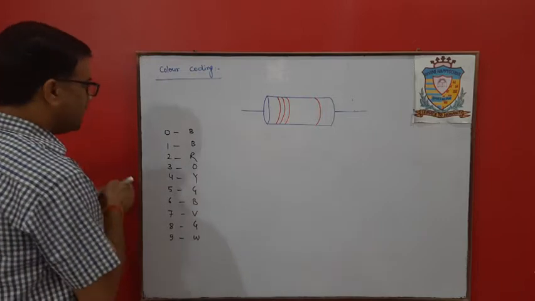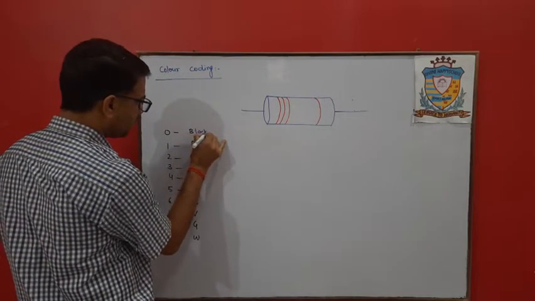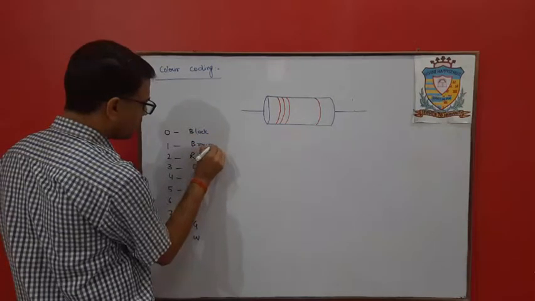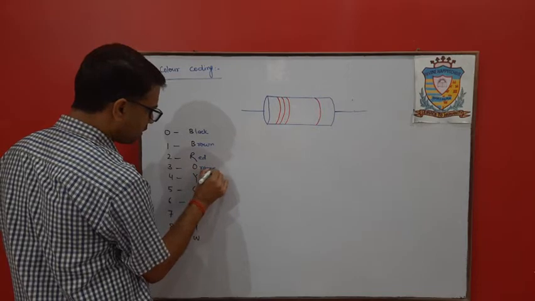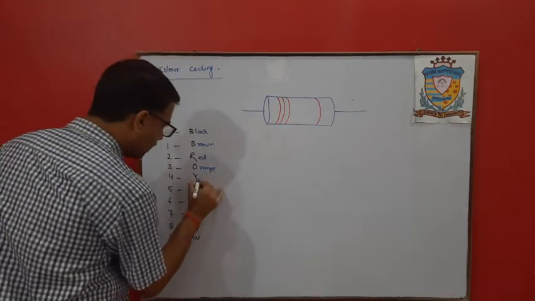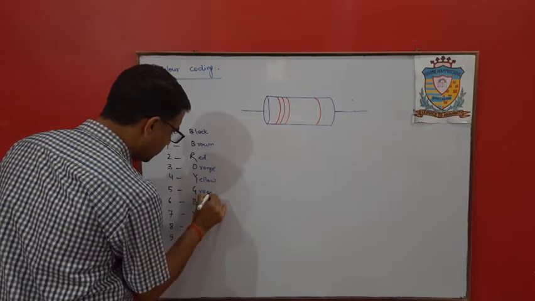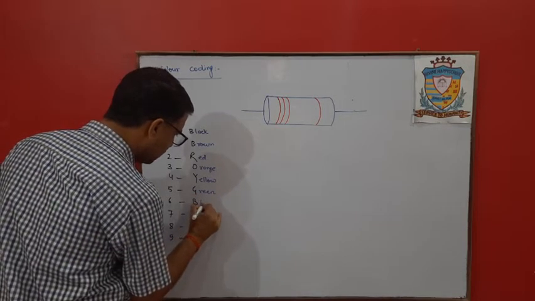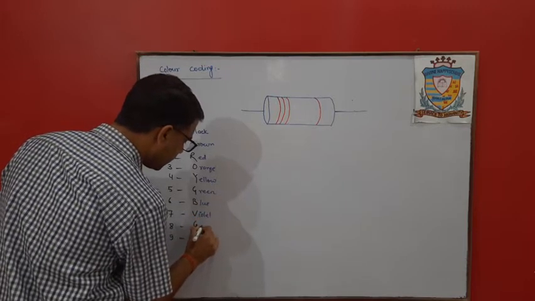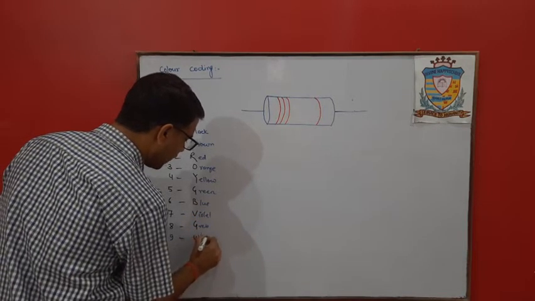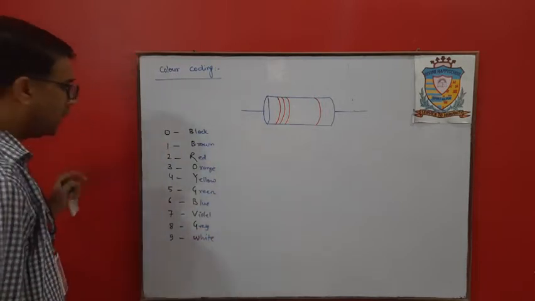So here, this is black, brown, red, orange, yellow, green, blue, violet, gray and white. Clear?